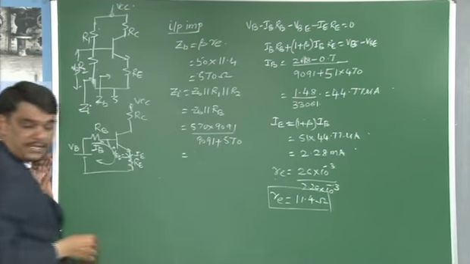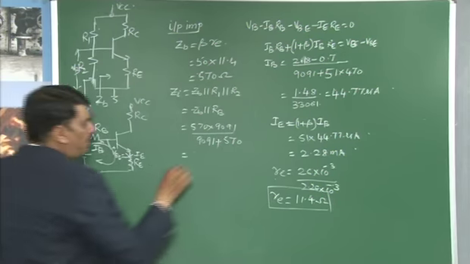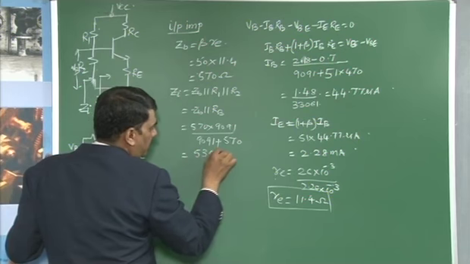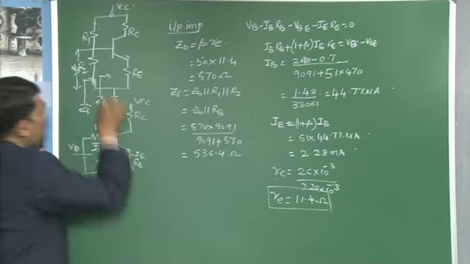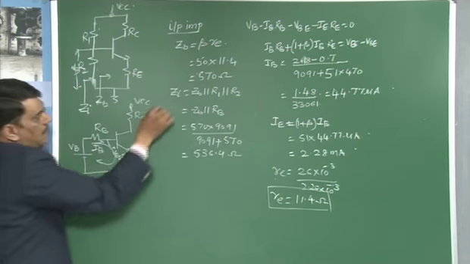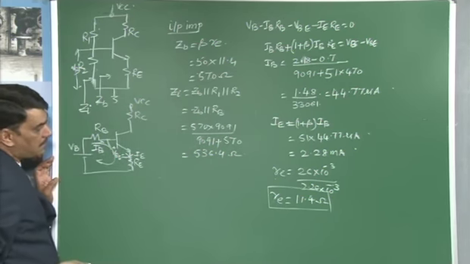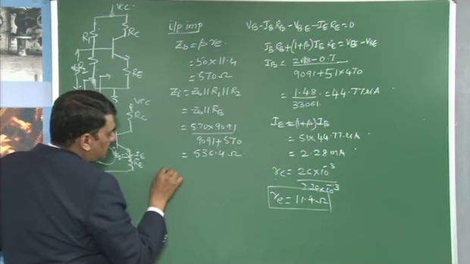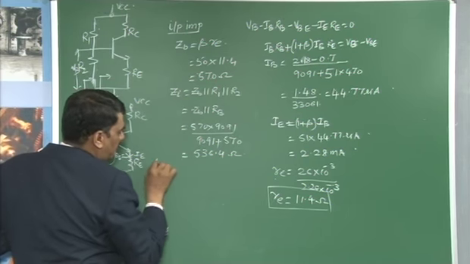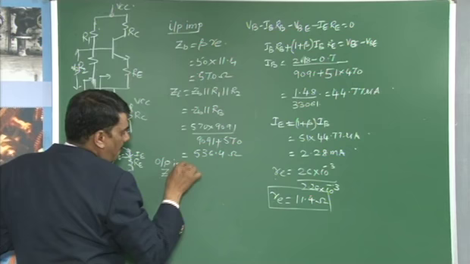This input impedance value is equal to 536.4 ohms. Because of the biasing resistances, its input impedance is slightly less than the transistor impedance. After finding this ZI, the next step is to find Z0, the output impedance.